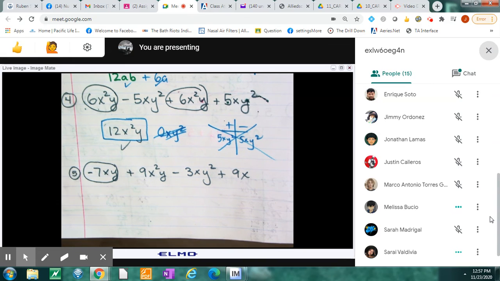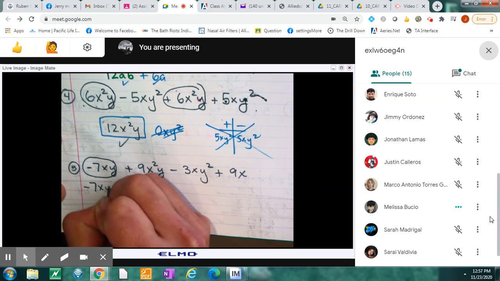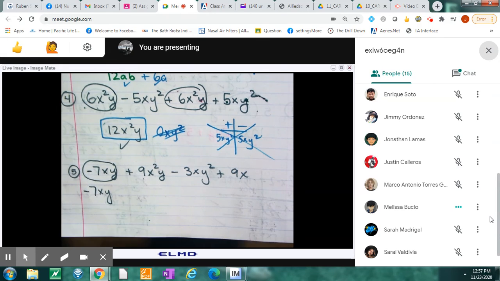Right. So then what are you going to do if they don't match? All right. So this is where kids get stuck. Like, what do I do? What do I do? Leave it alone. Drop it down. That's it. Bam. So there you go. Leave it alone. Leave it alone. All right. There you go.